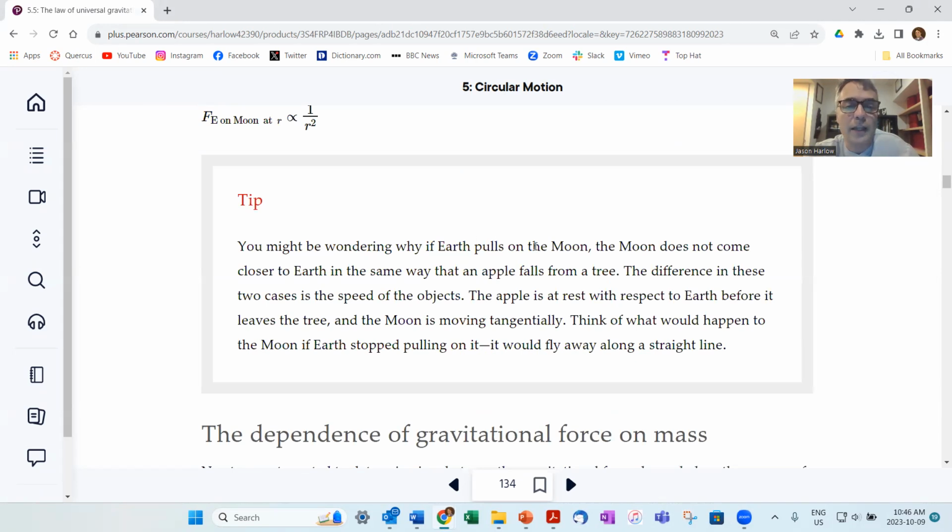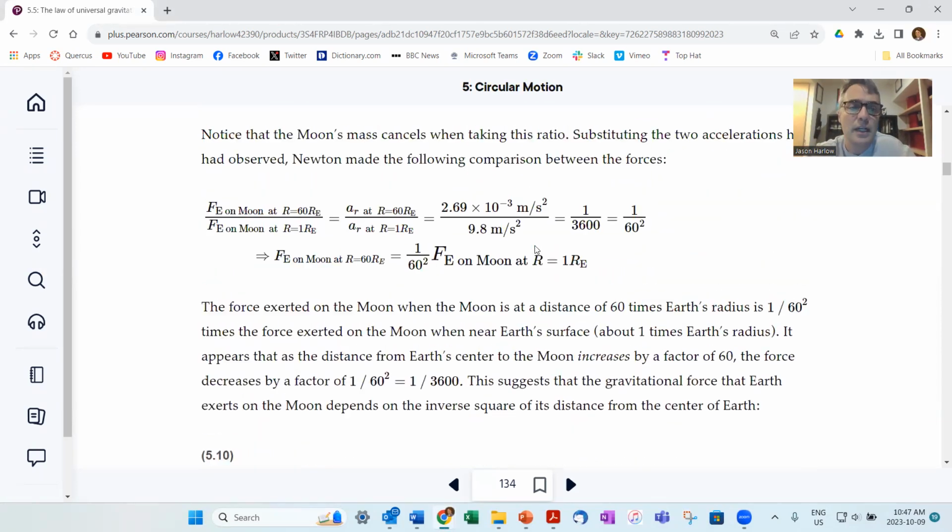You might be wondering why, if the Earth pulls on the moon, it does not come closer to Earth in the same way that an apple falls from a tree. The difference in these two cases is the speed of the object. The apple is at rest with respect to the Earth before it leaves the tree, but the moon is traveling tangentially. So think of what would happen to the moon if the Earth stopped pulling on it. It would fly away in a straight line. So not only does the Earth's gravity pull the moon towards it, it's actually what is needed to keep the moon orbiting the Earth, even though it doesn't get any closer.